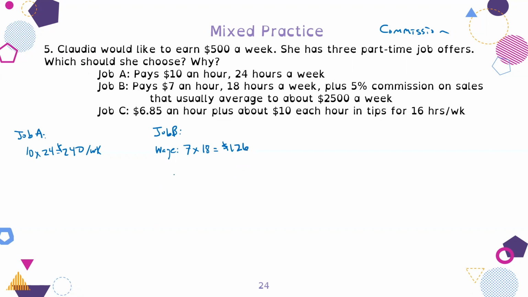And then her commission is 5%, so 0.05 times 2,500. This says on sales that usually average about 2,500 a week. Obviously, we can't know exactly how much it's going to be, but this gives us a rough estimate. Sometimes it might be a little bit more, sometimes a little bit less, but that gives us a rough idea of how much it usually is.